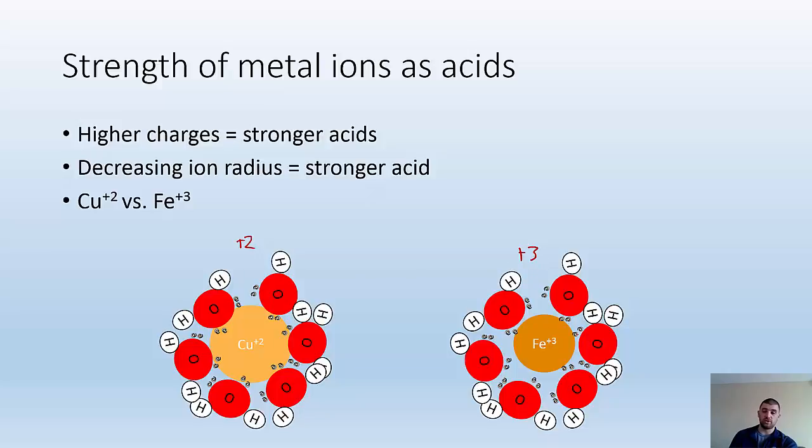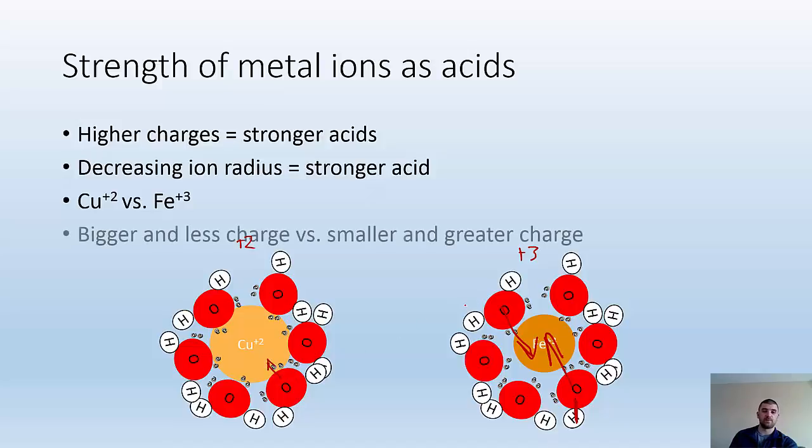Well, the stronger the charge, the more pull it's going to have on those electrons, which is going to polarize those bonds between oxygen and hydrogen even more. So Cu only being plus 2 isn't going to do that as much as the iron will. So we got bigger and less charge versus smaller and greater charge. And if we look at the Kas, you see that Cu plus 2 has a Ka of 1 times 10 to the minus 8, whereas iron has 2 times 10 to the minus 3. So it's a huge difference in their acidities.